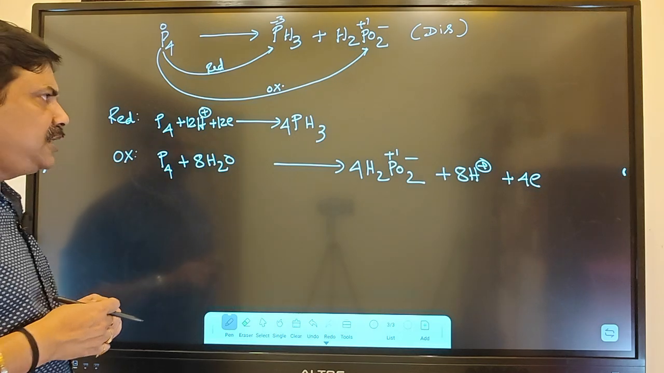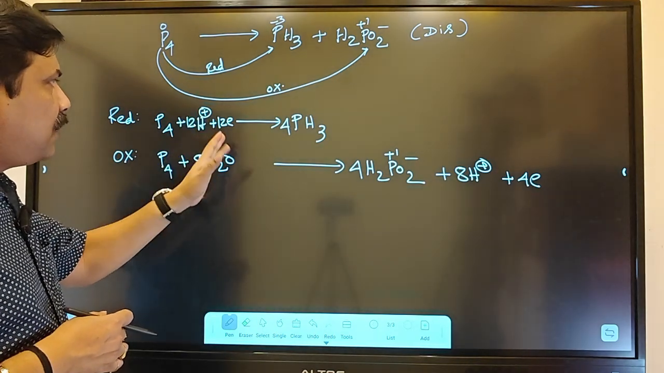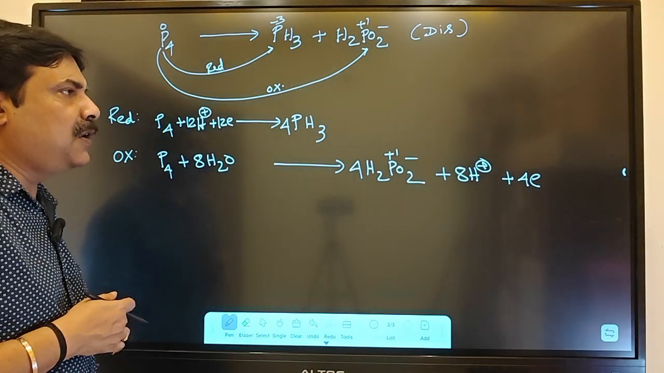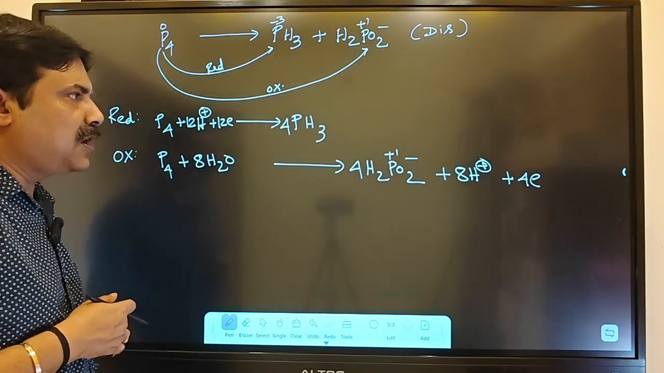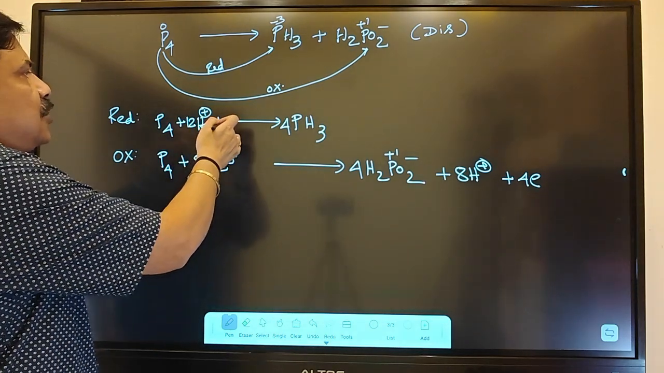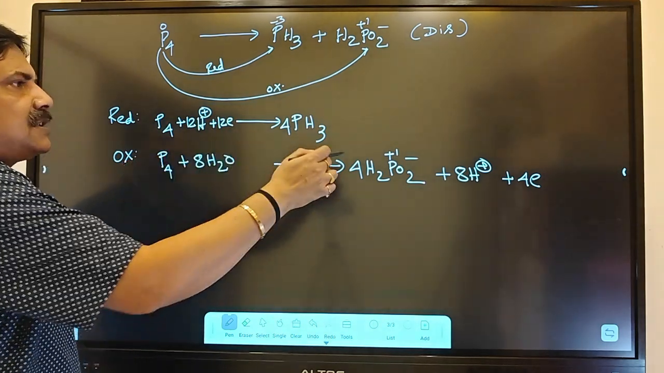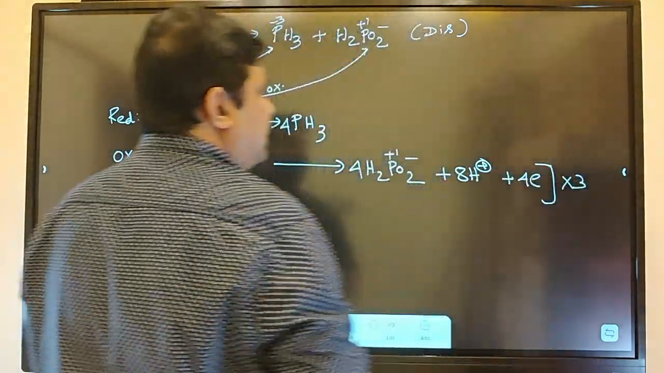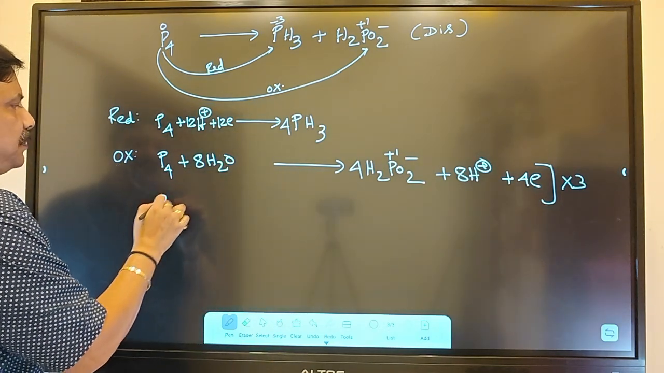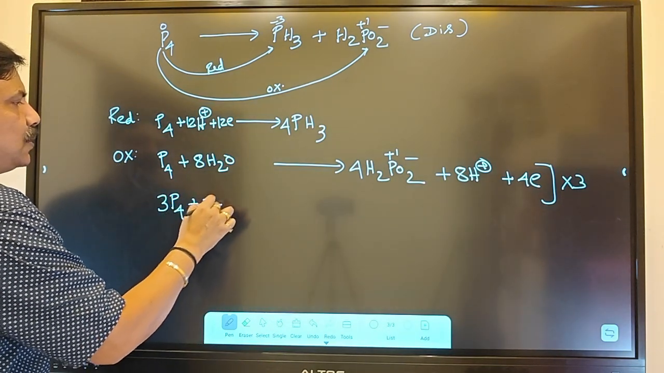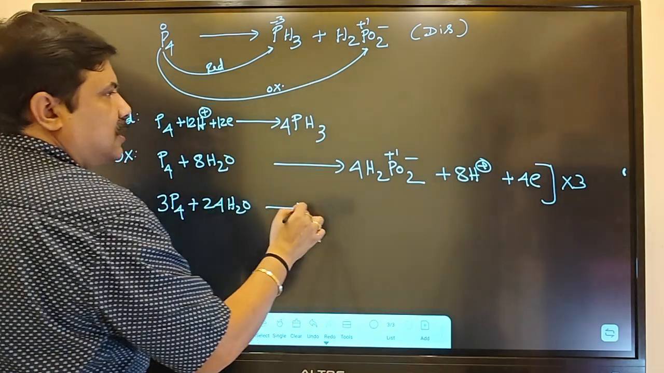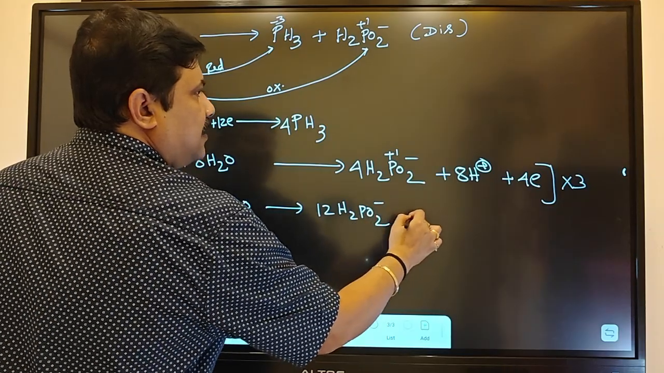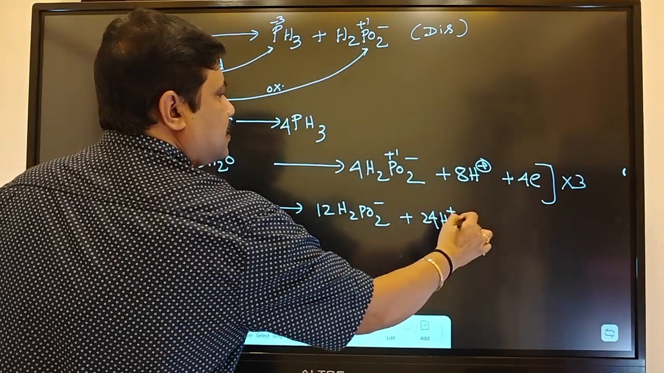Now the question is, overall, if you look at the number of moles, I told you the last checking always will be there. The number of moles of electron involved in an oxidation process should be equal to the number of moles of electron in a reduction process. Here 12 mole is involved in the reduction process, oxidation only 4 mole of electron. That's why overall reaction of oxidation multiplied by 3, then immediately what you will get over here, 3P4 plus 24 H2O, and it will be converted to 12 H2PO2 minus, and then 24 H plus 12 electron.